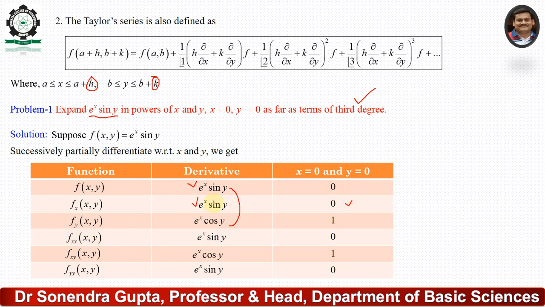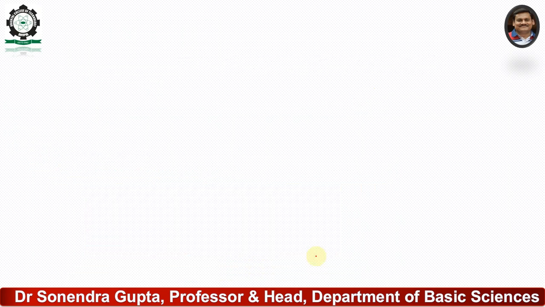Then f_xx, differentiating with respect to x again, we get e^x sin y, which gives 0. And f_xy, differentiating e^x sin y with respect to y, gives e^x cos y, and putting x = 0, y = 0, we get 1. And f_yy, partially differentiating e^x cos y with respect to y, with a minus sign, gives -e^x sin y, which equals 0.